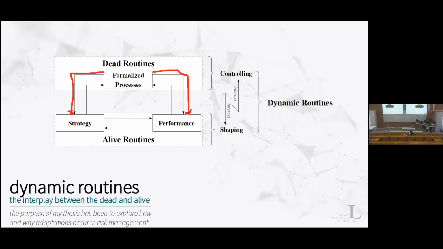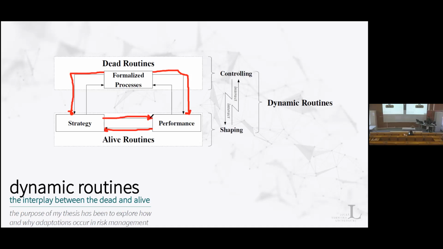Alive routines, on the other hand, emphasize this relationship between, on the one hand, the strategy that we formulate, and on the other hand, performance. As you may know from performing any other activity, when we do this over and over again, we tend to learn from it. We tend to gain experiences from doing this over and over. These experiences that we gain from performing these activities can serve to reshape the strategy that we have, how we think about what we should do when we perform these activities. So it can help us establish a new understanding for how we are supposed to carry out these management activities.